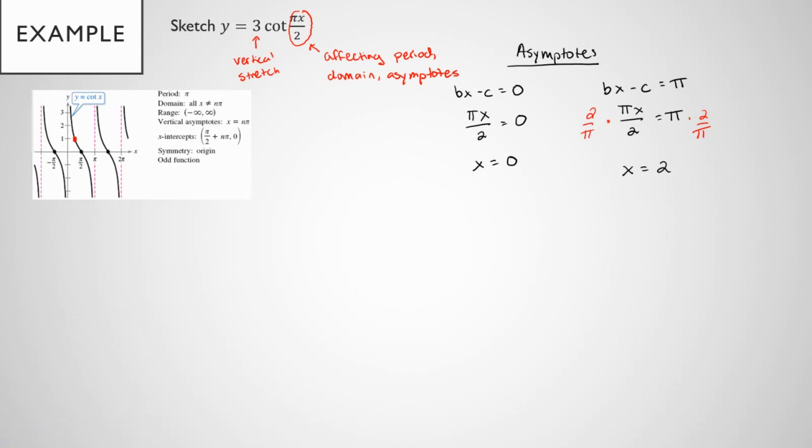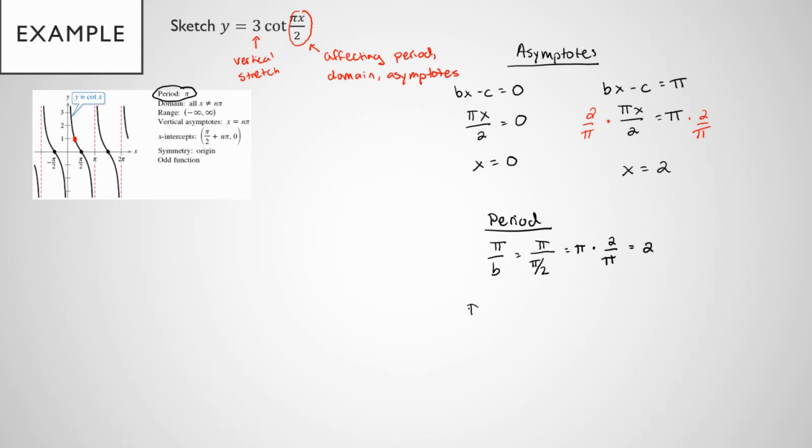So once we've gotten that, I'm going to go find the period. The period is always the existing period of your function divided by b. So our period here, just like with tangent, is pi. So it's going to be pi over b. And b is what's in front of the x, so that's going to be pi over 2. So we have pi divided by pi over 2. That's the same as doing pi times 2 over pi, and we end up with a period of 2. That means our asymptotes are going to repeat every 2. That will help us fill in the rest of the graph.